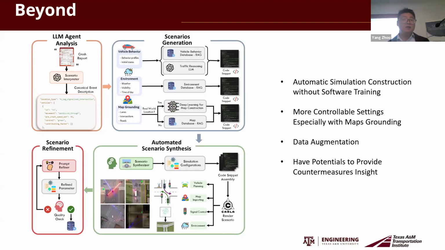And this can greatly help us to augment the crash dataset with a certain level of physics plausibility. And this approach is more controllable to provide countermeasure insights, right? Because everything is controlled by the coding agent. So I should say this coding agent or digital twin agent is still under development, but we do have some preliminaries, even integrated with the V2X stuff.